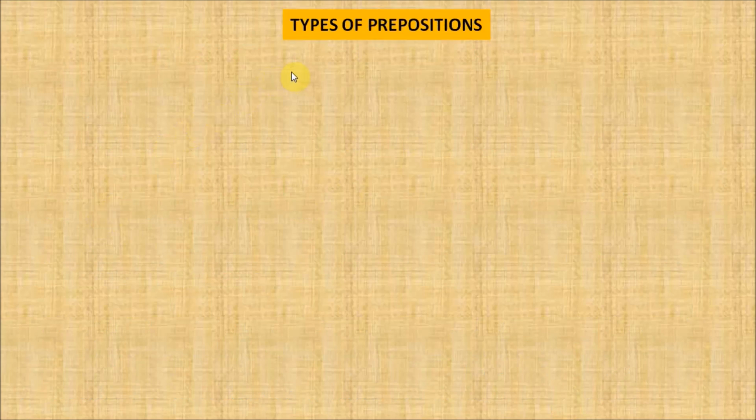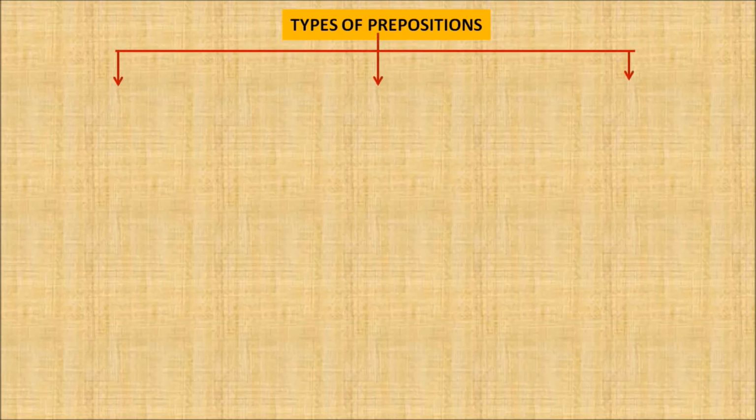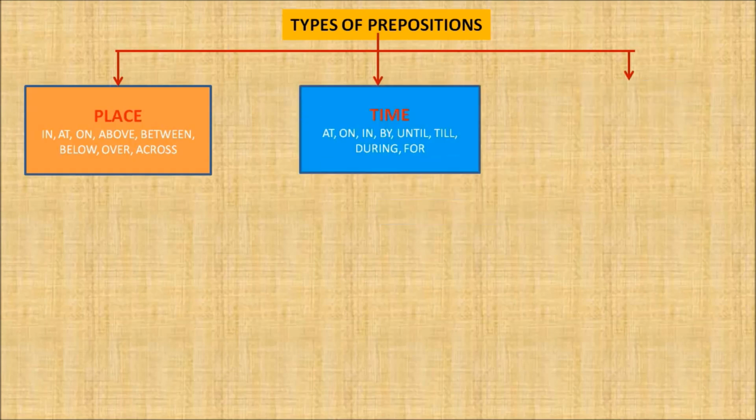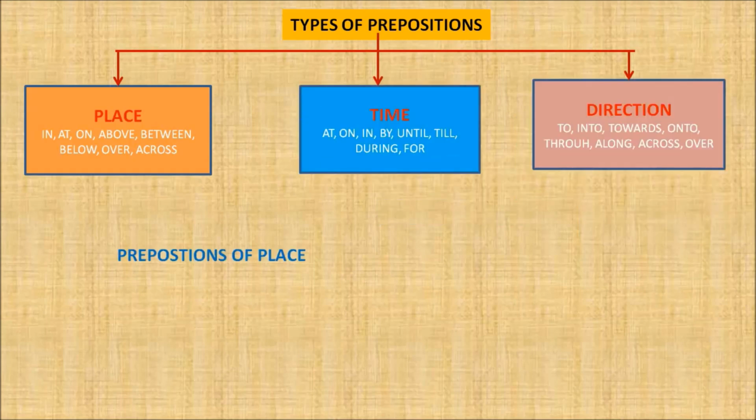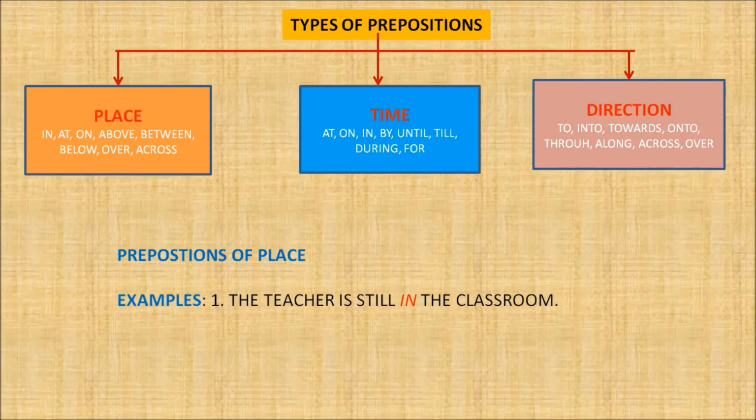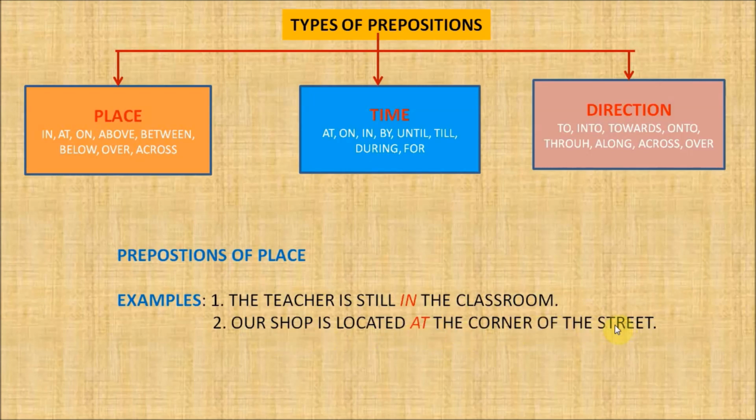Now let us see types of prepositions. There are various types of prepositions. The following diagram shows the prepositions of place, time and direction. Now let's see prepositions of place. Let's see examples. The teacher is still in the classroom. Our shop is located at the corner of the street. Jatin and Rizwan met on a bus. So the words such as in, at, on tell us about the location of the teacher, the shop and the meeting place of Jatin and Rizwan.